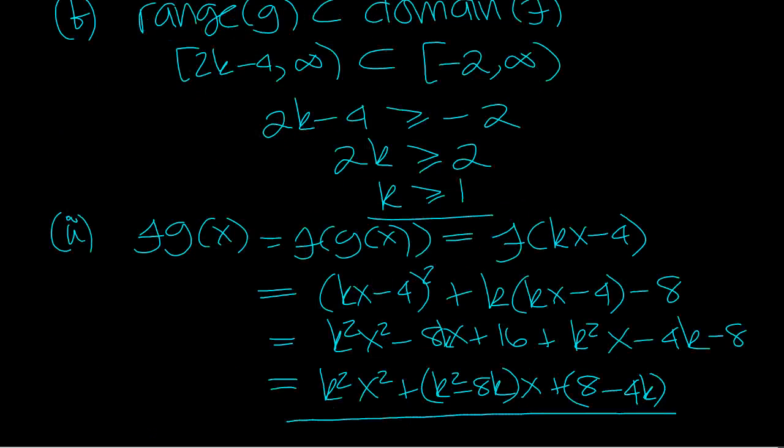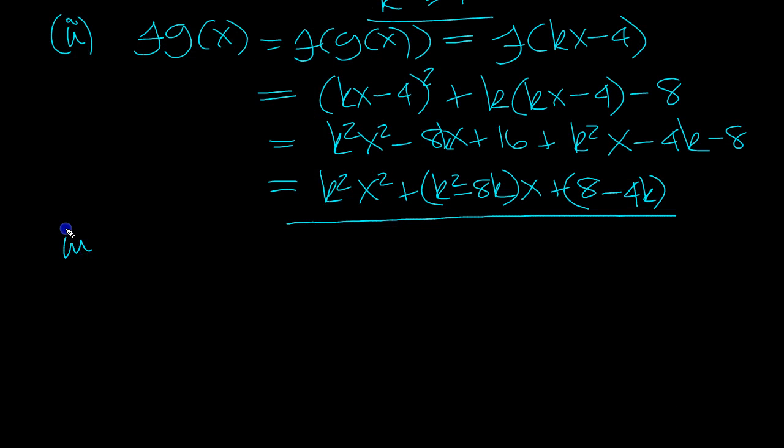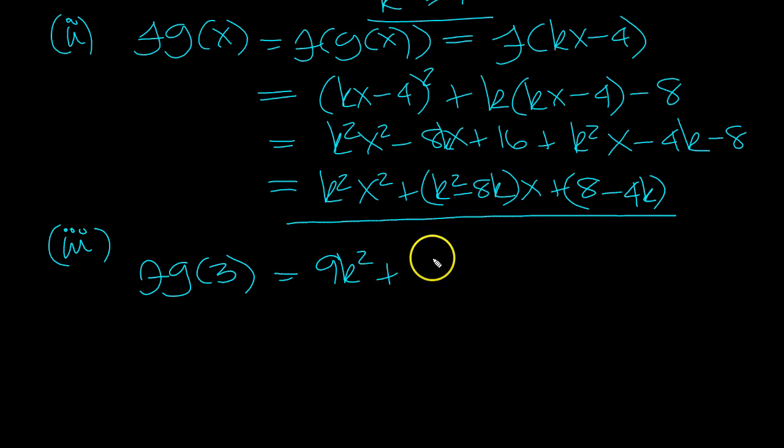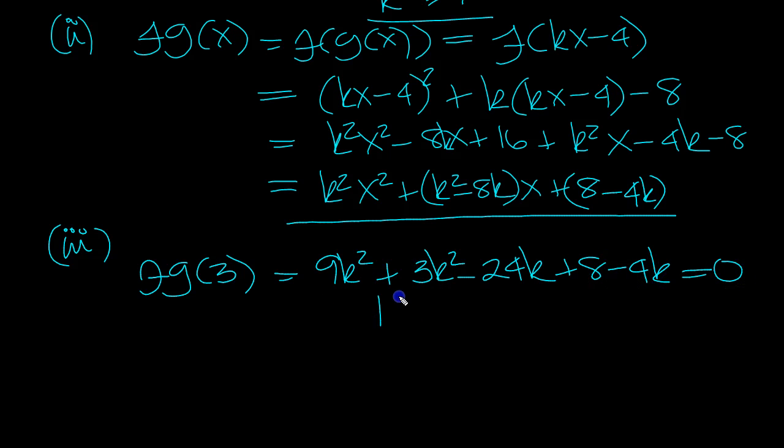Now we're told FG of 3 is 0. So F composite G of 3: 9k squared, plus k squared, 3 of these, 3k squared, and 3 of these, minus 24k. I've expanded the bracket as well, plus 8 minus 4k. FG of 3 is 0. 12k squared is that one and that one. Minus 24, minus 28k plus 8 equals 0.